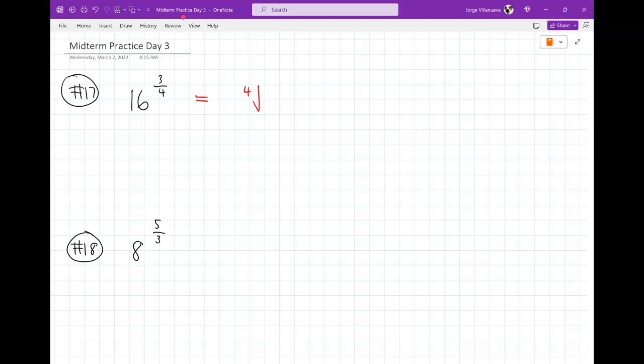It'll be the 4th root of 16 to the 3rd. Okay, the 4th root of 16. So what number do I multiply times itself 4 times to get 16? Well, it's 2. 2 times 2 times 2 times 2 is 16. So that's going to be 2 to the 3rd, which is 8. And you're done. Again, your calculator does it really fast, right? So you don't have to worry about doing it by hand. But if you have to do it by hand, this is how it's going to look.